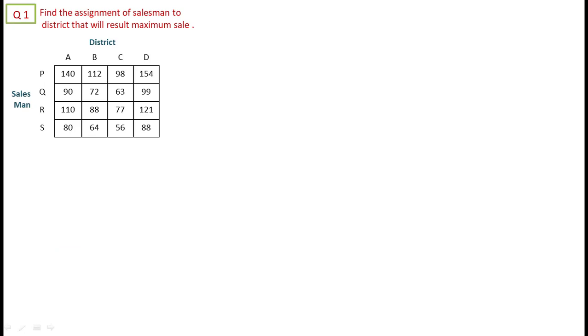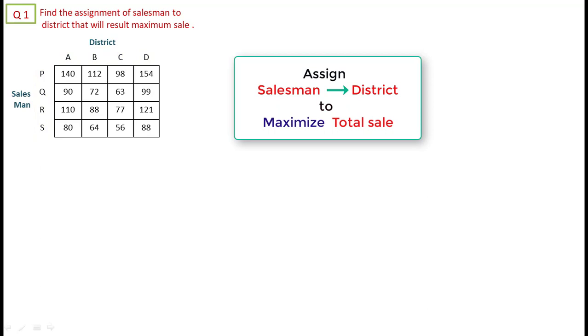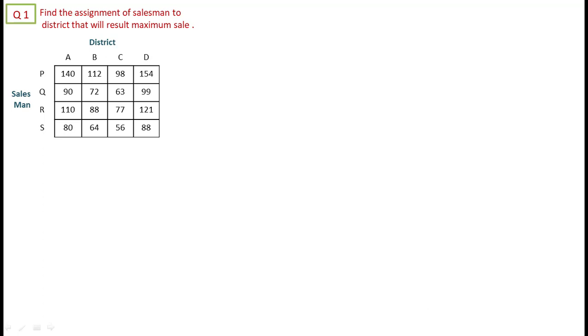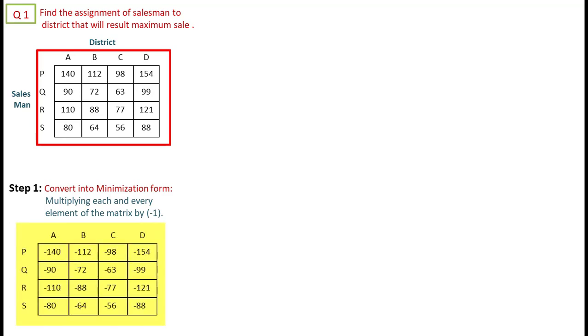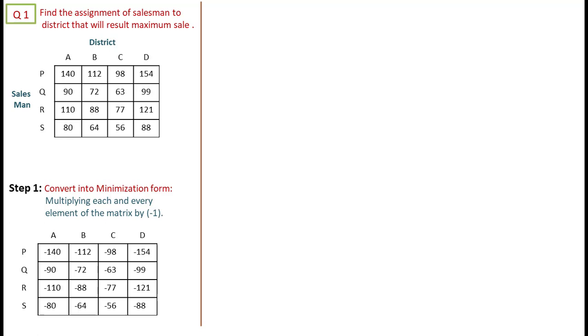Our first question is, find the assignment of salesmen to districts that will result in maximum sale. Here we have 4 salesmen and 4 districts. We have to assign salesmen to different districts in such a way that the total sale will be maximum. Since the given problem is for maximization, our first step is to convert it into a minimization form. To do so, we multiply each and every element of the matrix by -1 and we get the matrix. Now we apply Hungarian method.